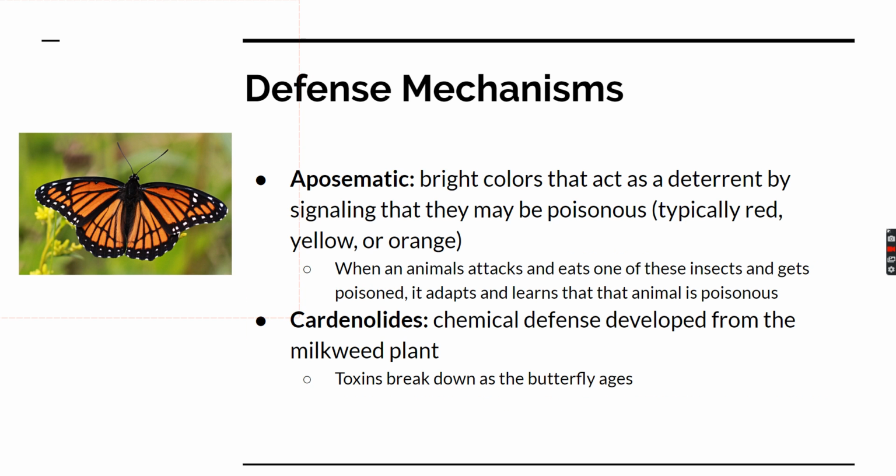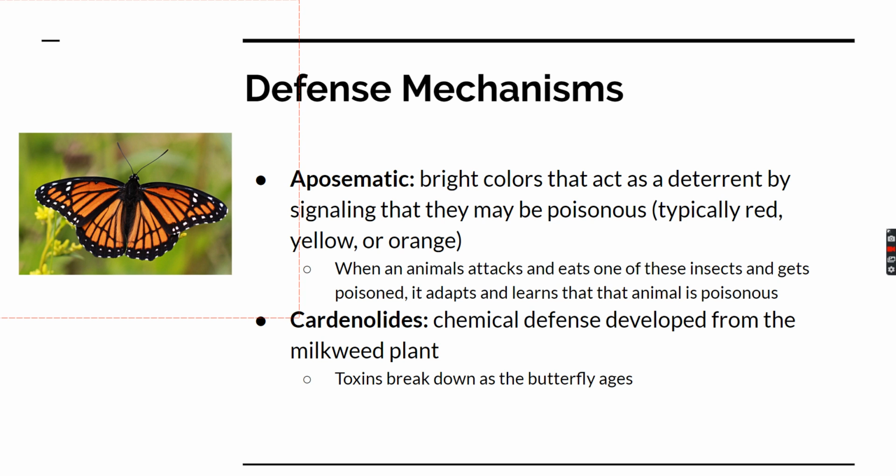But they do have some defense mechanisms. Some are aposematic, which are bright colors that typically act as a deterrent by signaling that they may be poisonous, like red, yellow, and orange, like the monarch butterfly. When an animal attacks and eats one of these insects and gets poisoned, their ancestors adapt and learn that the animal is poisonous. This is why some animals can eat the monarch butterfly because they know it's not poisonous, but many will stray away from it because they know that animals of this color can typically be poisonous.